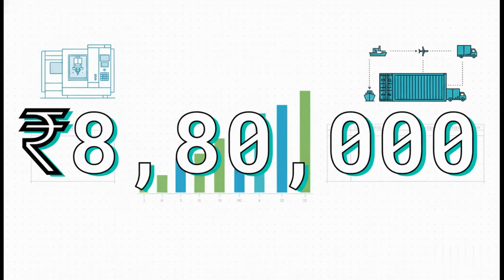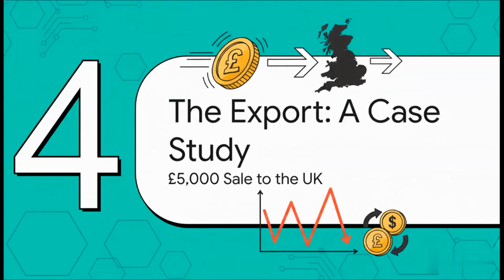So, what does that mean? It means the final value of your CNC machine on the balance sheet isn't 8 lakhs. It's 8.8 lakhs. That is its true cost. And that's the number you're going to use to calculate depreciation for years to come. See how important that is? Okay, so that was an import. Now let's flip the coin and look at an export.